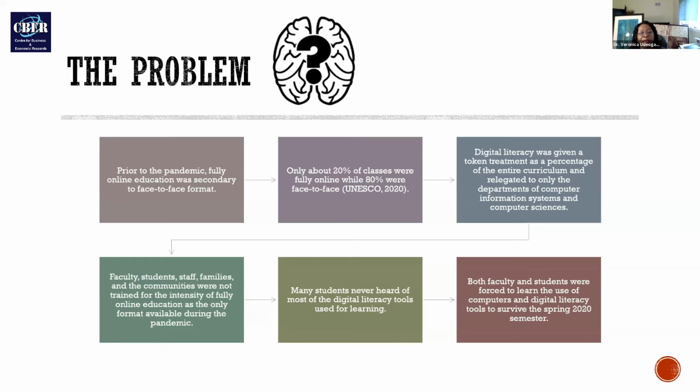Prior to the pandemic, fully online education was secondary to face-to-face format. Only about 20% of classes were fully online, while 80% were face-to-face. Digital literacy was given a token treatment as a percentage of the entire curriculum and relegated to only the departments of computer information systems and computer sciences. Faculty, students, staff, families, and the communities were not trained for the intensity of fully online education as the only format available during the pandemic. Many students never heard of most of the digital literacy tools used for learning. Both faculty and students were forced to learn the use of computer and digital literacy tools to survive the spring 2020 semester. So this is what we face.